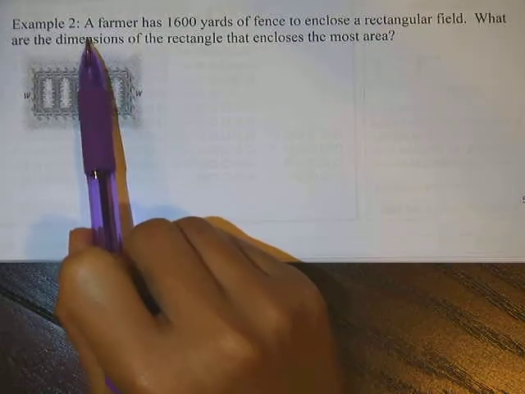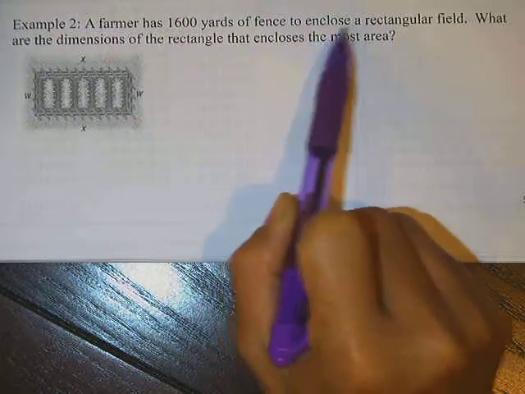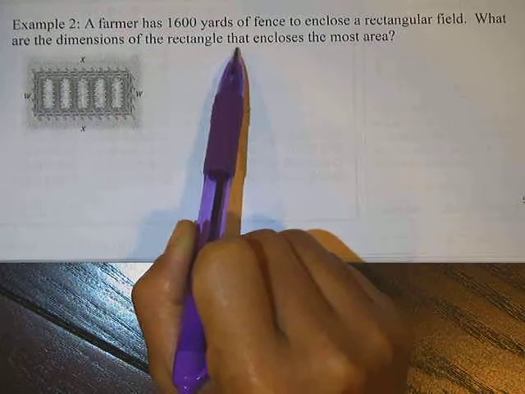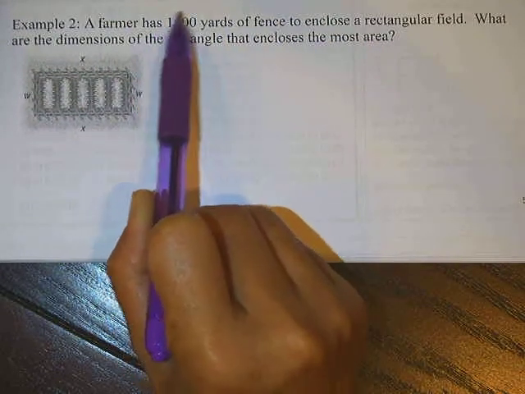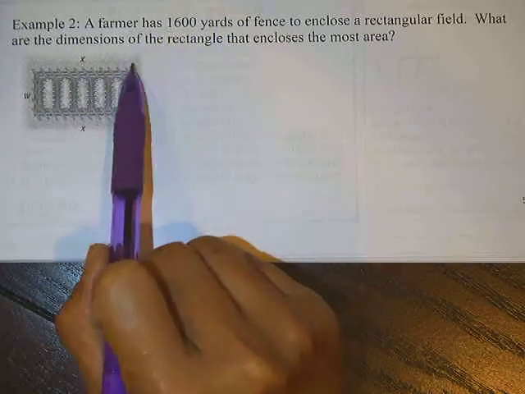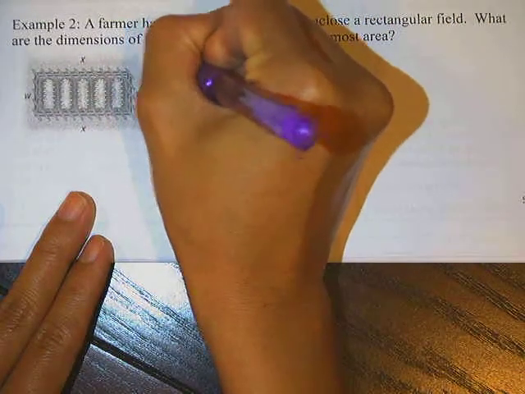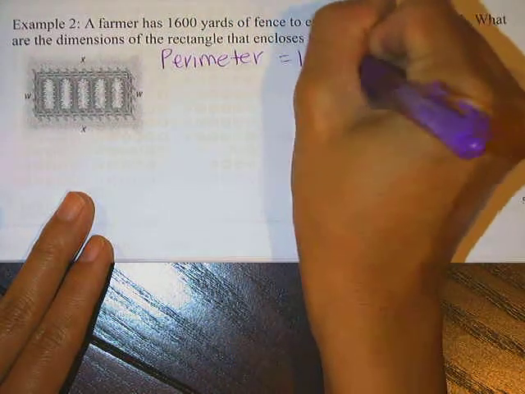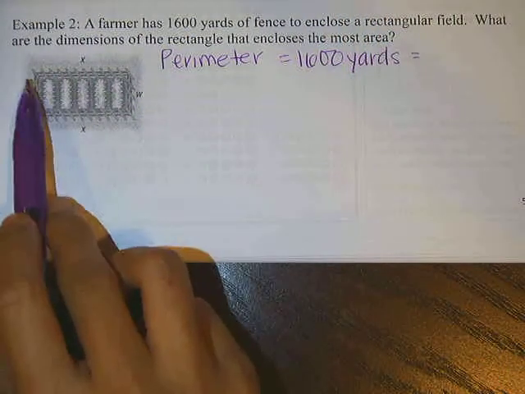So the first thing is example 2. A farmer has 1600 yards of fence to enclose a rectangular field. What are the dimensions of the rectangle that encloses the most area? Okay, so when you have fencing, or a piece of string, or a wire, all of that is going to help you find the perimeter. As you know, 1600 is the total perimeter, equals 1600 yards. And the perimeter of a rectangle is adding up all the sides.